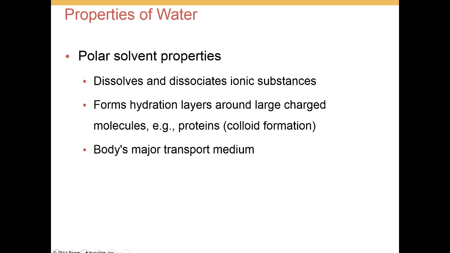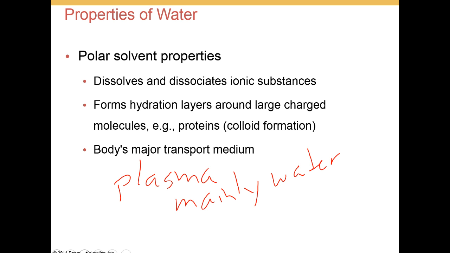And because it dissolves so many things that are important for life, it allows you to transport things around in the body. In fact, plasma is mainly water. Plasma is the liquid found in your blood. It's the blood without the cells. Right, and it is mainly water, like 98.5% water.